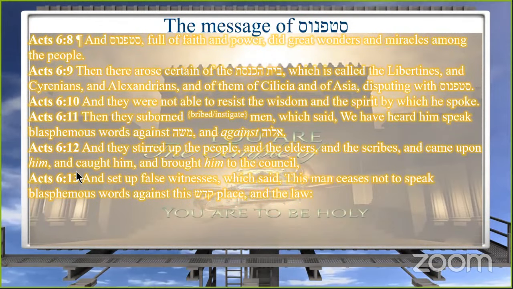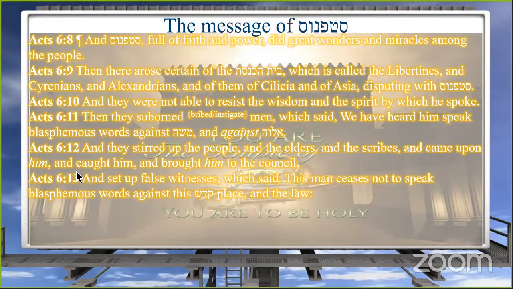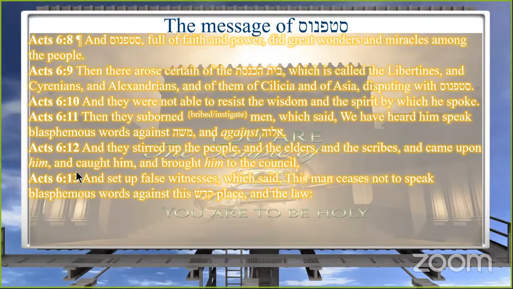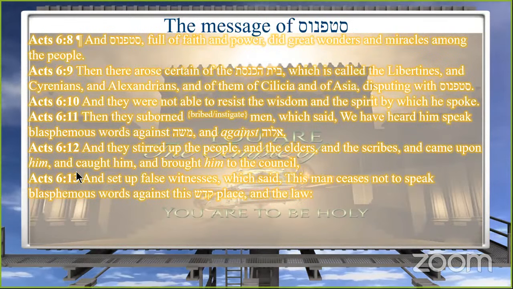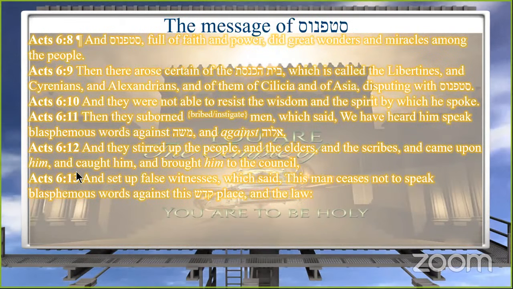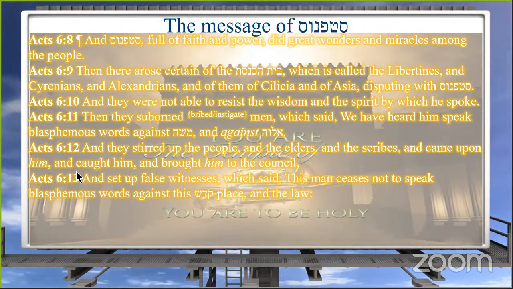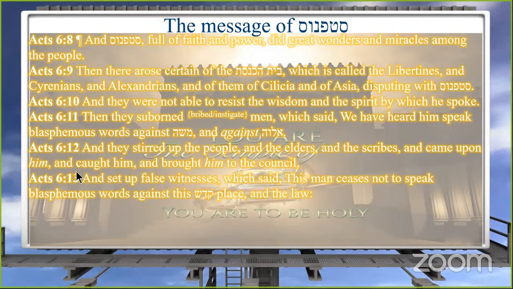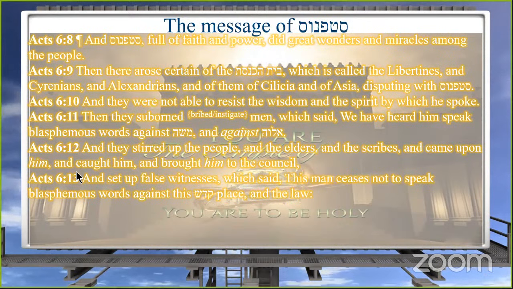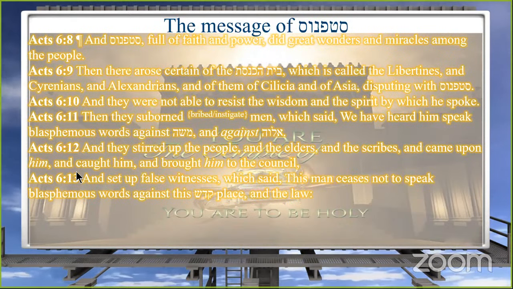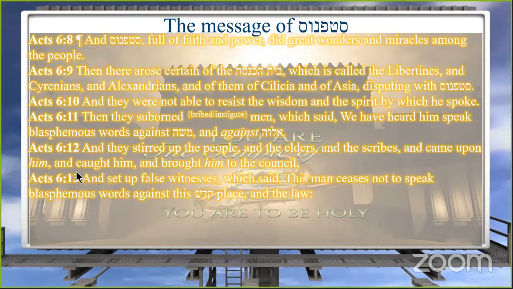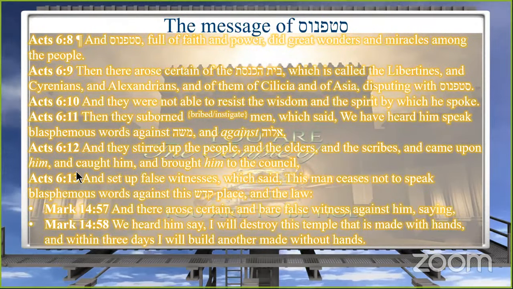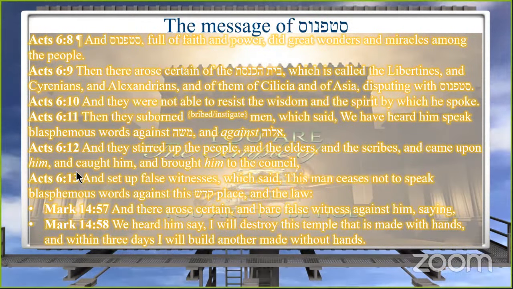Okay. Then it says, and they stirred up the people and the elders and the scribes and came upon him and caught him and brought him to the council. I wonder if that council is righteous. So it says, and they set up false witnesses, which said, this man ceases not to speak blasphemous words against this Kodesh place and the law and the Torah. Same thing you see with the Mashiach. Same thing Mashiach went through.